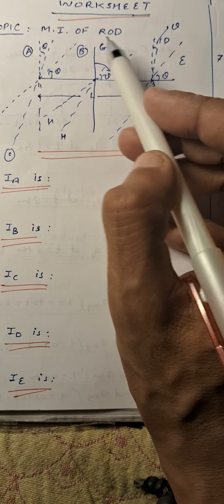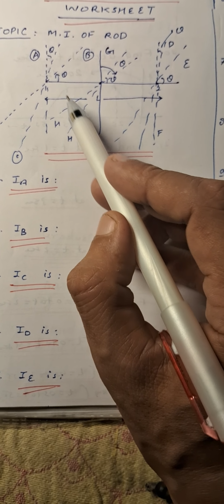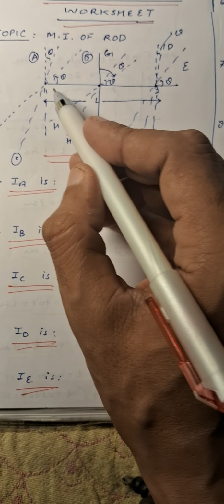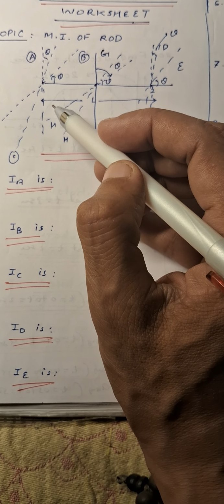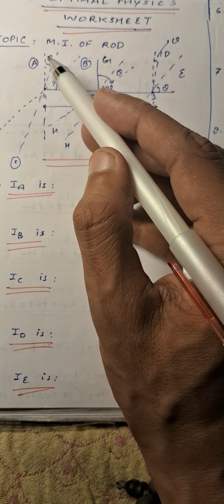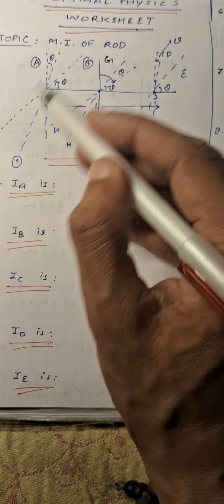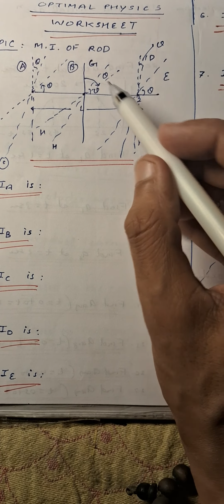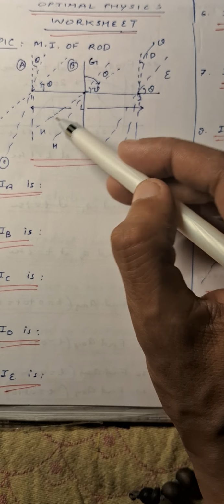The topic is moment of inertia of a rod. Here you are being given a rod. Let's name it as 1, comma 2, and there are different axes. This is axis A. This is your axis B. This is your axis C. This is your axis G. This is your axis H. This is your axis I.